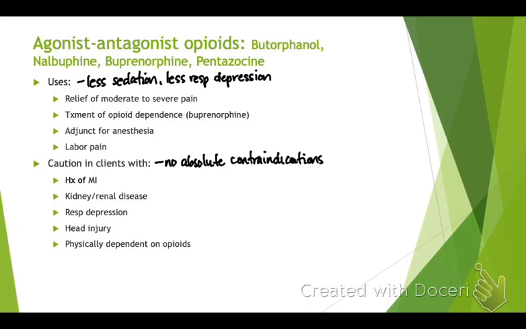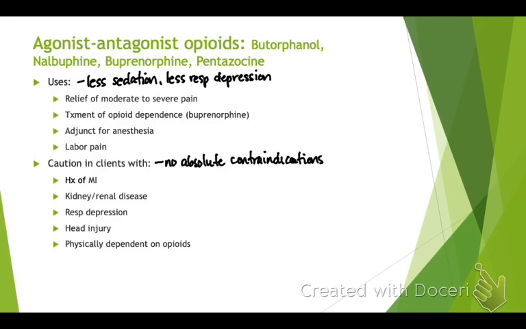And then also with the frequent doses, since it does cross the placenta, it's very difficult to predict when she will deliver. And you had a lot of babies that needed to be given Narcan because of the respiratory depression that it causes in the infant. So we've kind of steered away from its use as a labor pain medication, but it is still used in some places.